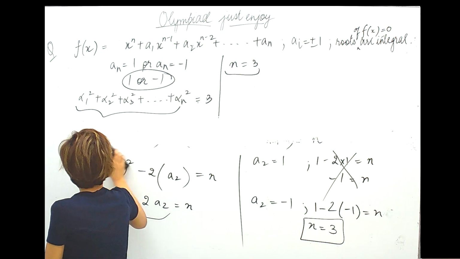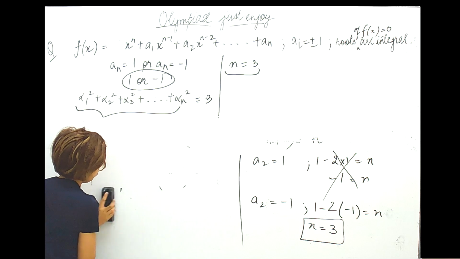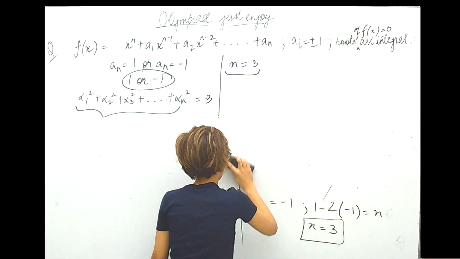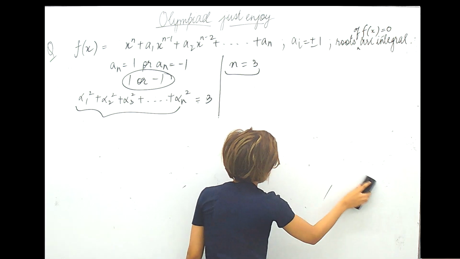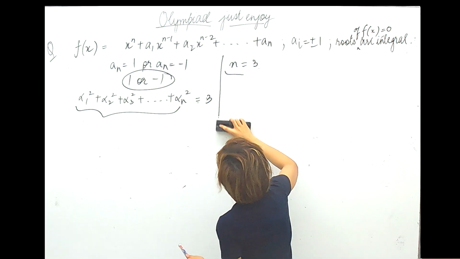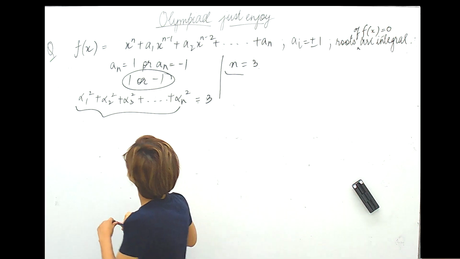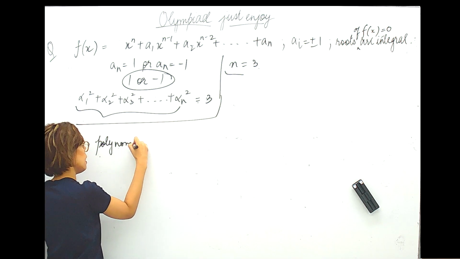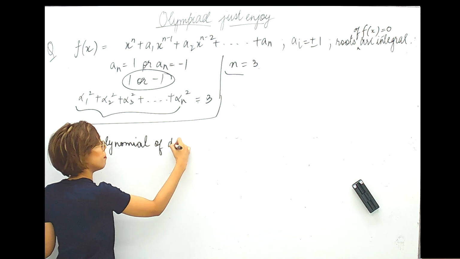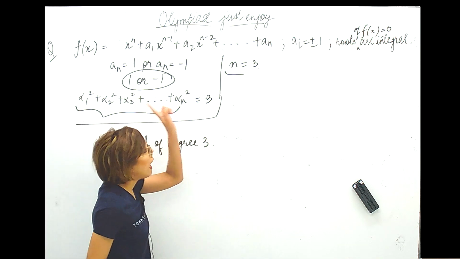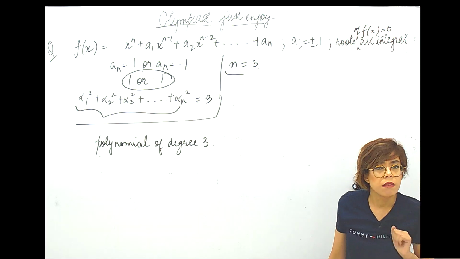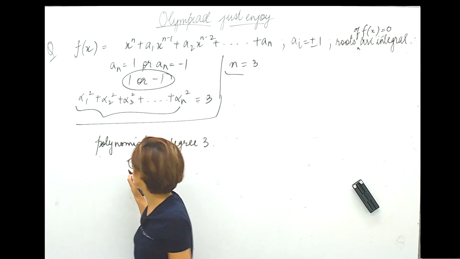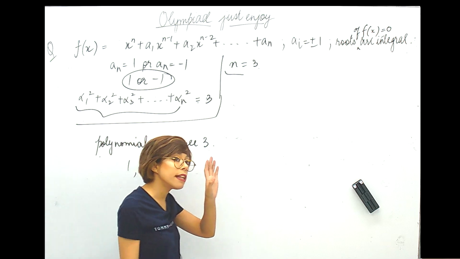So let's see. All right, so let's do the analysis now. Let's think about what we have found so far. I know that the polynomial degree is 3. Right? And I know that the zeros are integral. In fact, I found out that the zeros are either 1 or -1. And all zeros are integral.